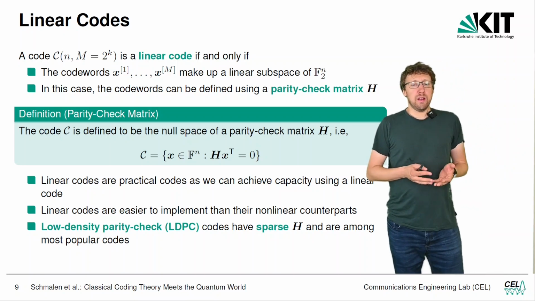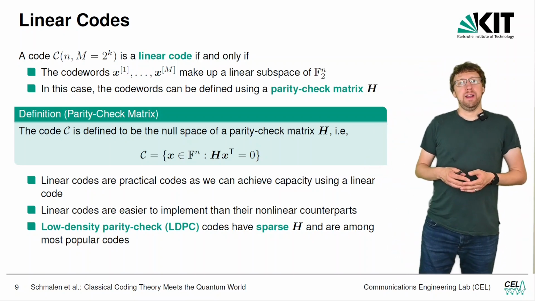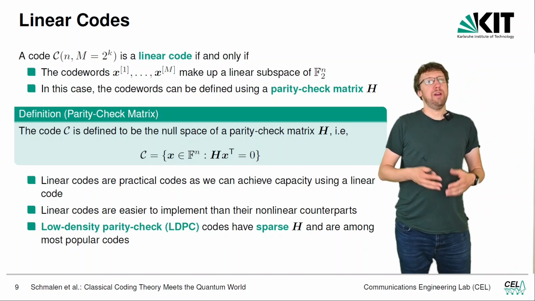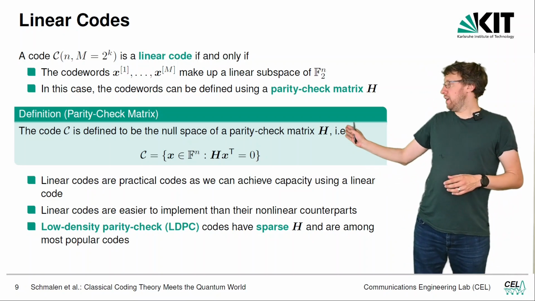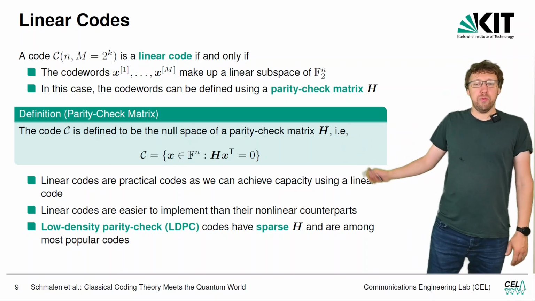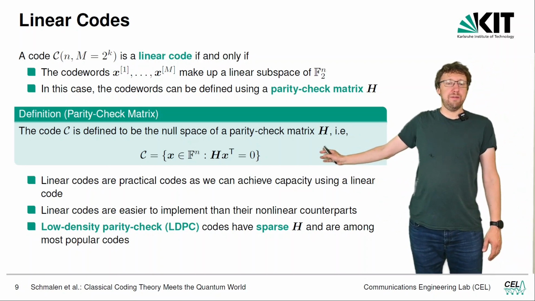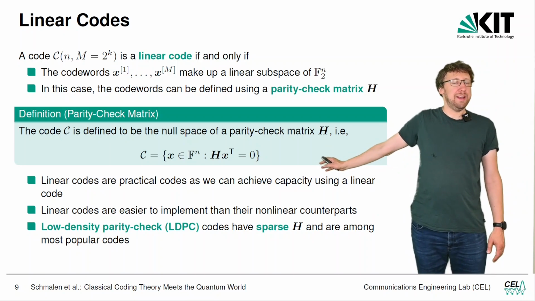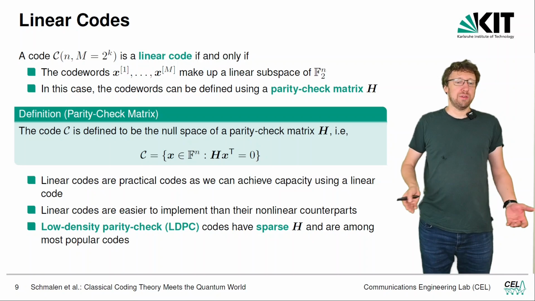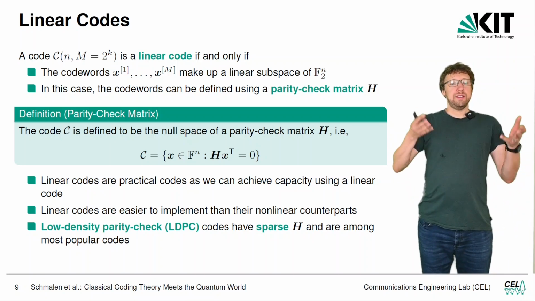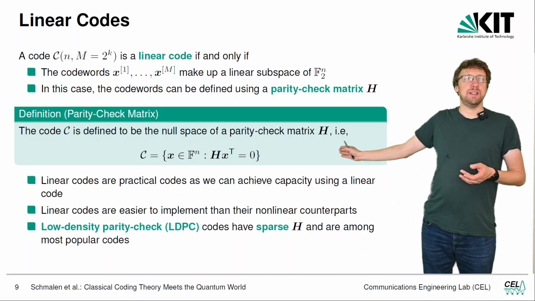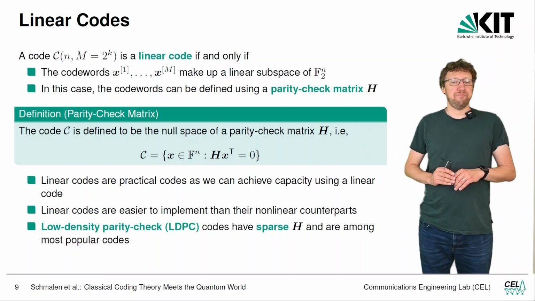If we have a linear code, the code words can be defined using the null space of a parity check matrix. So we have a parity check matrix H, and we define the code words as the null space of this parity check matrix, which means the code words are given as all the vectors x of length n from the field, such that H times x transpose is equal to 0. So we search essentially for all the solutions that fulfill the system of equations set up by the parity check matrix.